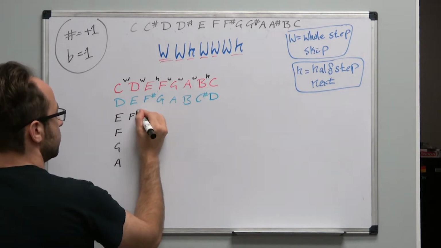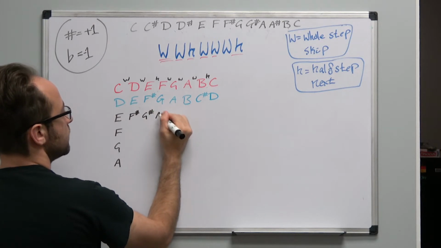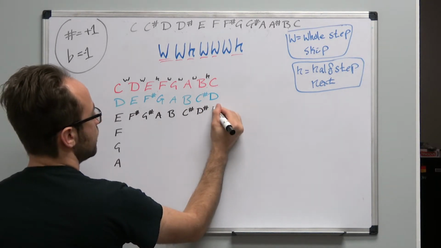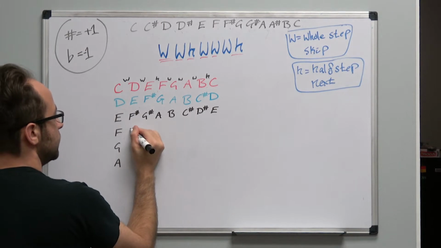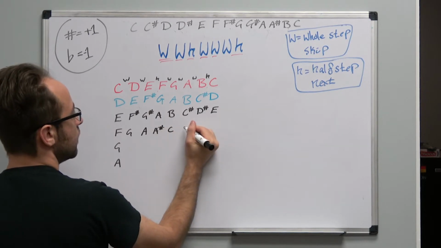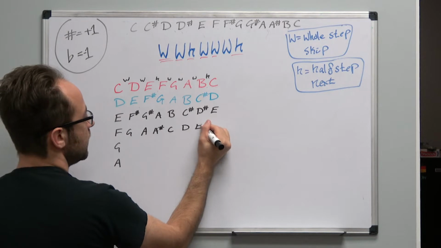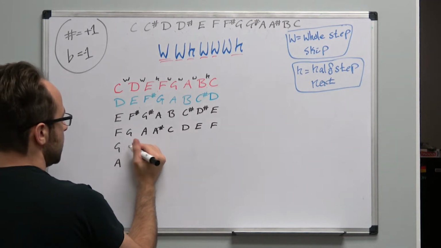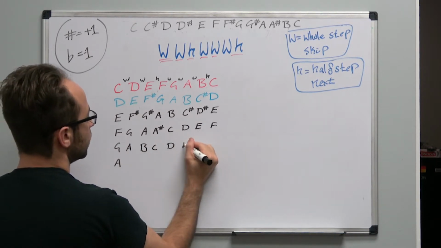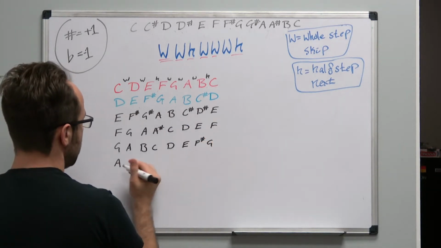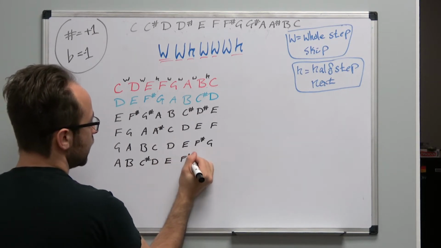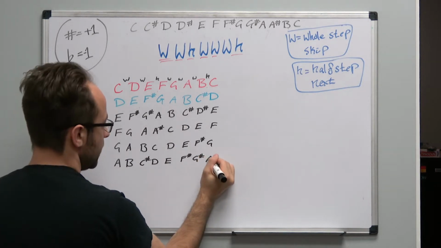E, whole step to F sharp. F sharp whole step to G sharp, G sharp half step to A whole step to B whole step to C sharp whole step to D sharp half step to E. F whole step to G, whole step to A, half step to A sharp, whole step to C, whole step to D, whole step to E, half step to F, G sharp to A, whole to B, half to C, whole to D, whole to E, whole to F sharp, half to G. A, whole to B, whole to C sharp, half to D, whole to E, whole to F sharp, whole to G sharp, half to A.